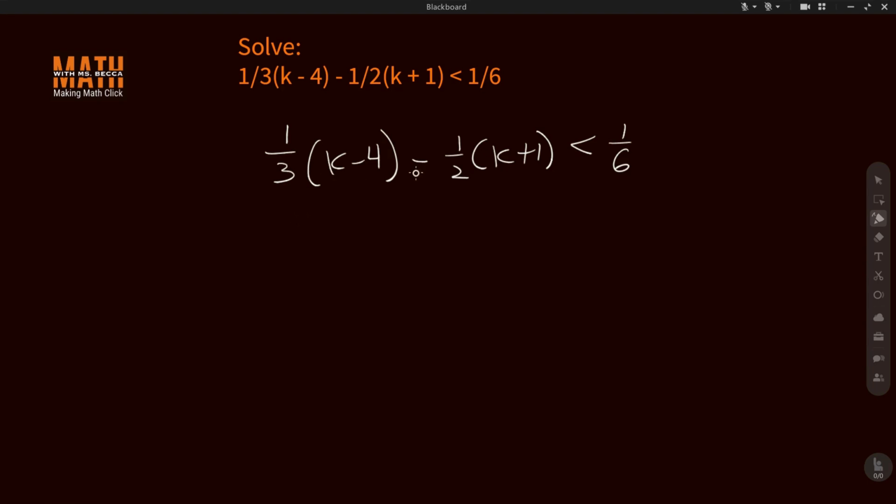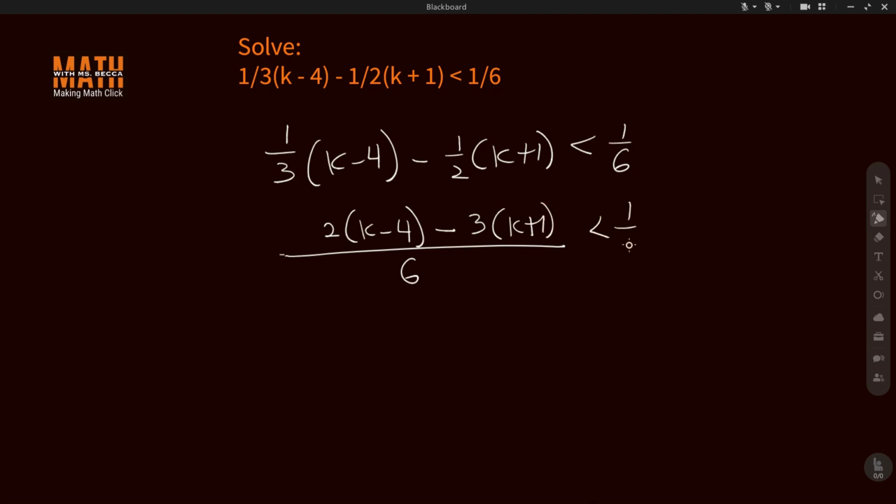We can either open the bracket like this, or let's just find the LCM. So now let's find the LCM for this. The LCM of 3 and 2 is 6. So this way we have 6. 3 will go in 6 two times, so this will be 2 bracket k minus 4. Then minus, 2 will go in 6 three times, so we have 3 bracket k plus 1, is less than 1 over 6.